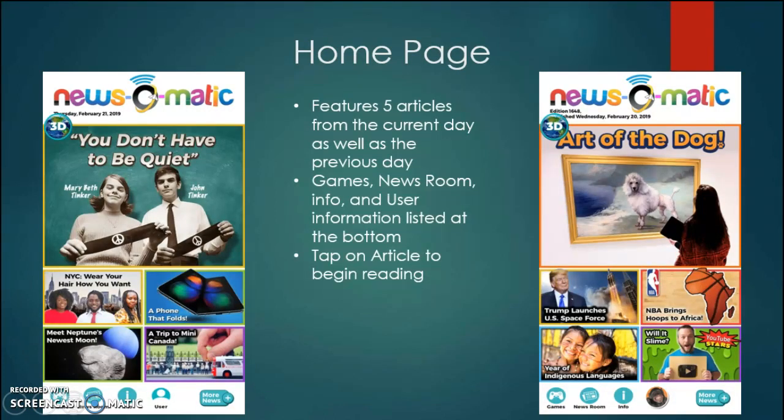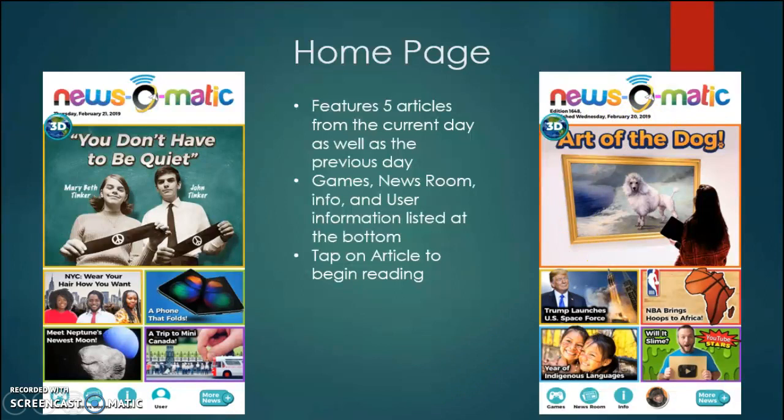So this is a look at the home page. On the left here, this is what you see when you first get in. So it's not going to be these same articles every day, because as you can see up top, this is from Thursday, February 21st. But it features 5 articles from that current day. And if you swipe down, you get the articles from the previous day. So you can see I took this screenshot on the 21st of February, and I swiped down, and these are the 5 articles from the 20th of February.